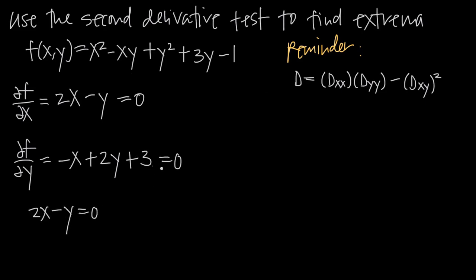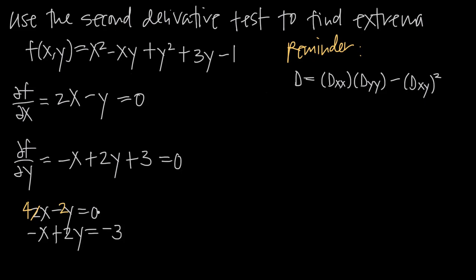For our second equation, we're going to subtract 3 from both sides to move this constant to the right. So we'll end up with negative x plus 2y equal to negative 3. Now, if we just multiply this first equation by 2, we multiply every term in the equation by 2, then instead of 2x, we end up with 4x. Instead of minus y, we end up with a minus 2y, and 0 times 2 is still 0. So 4x minus 2y equals 0.